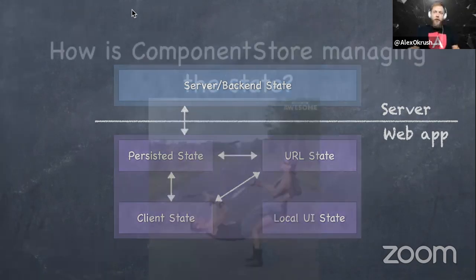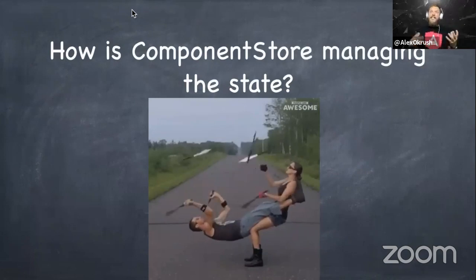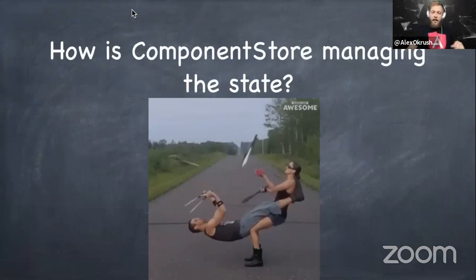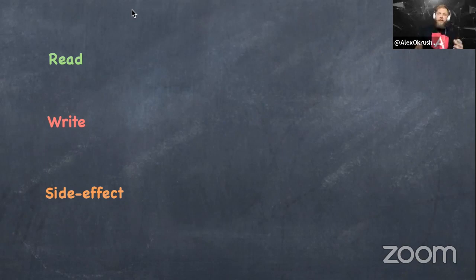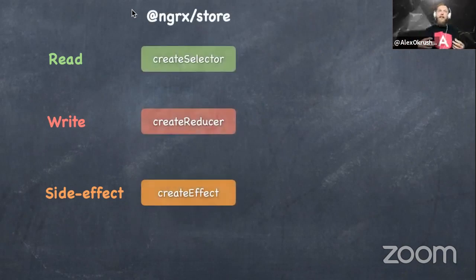Awesome. All right. So how is component store managing its state and what is it responsible for? Like any other state, we want to read, write, and perform some side effects. If you're familiar with the NgRx store, for read we have createSelector, so we select things. For write we have reducers that orchestrate how we write the state, how we update and change it. And for the side effects, we have createEffect. That one basically handles all the effect stuff.